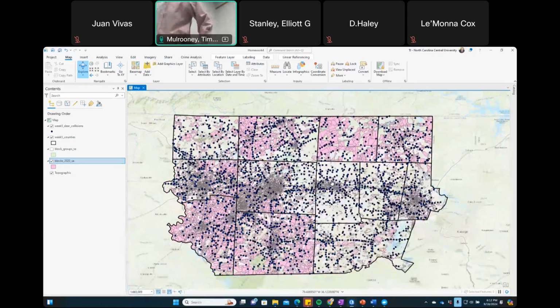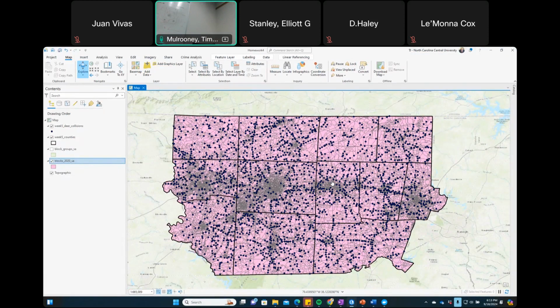When you open this up, make sure you unzip it. That's important. We still have some people that aren't unzipping it. We've got lots of file points, lines, polygons, APX files, all these other things. So when we unzip it, you'll see deer vehicle collisions, week 5 counties, block group, study area, blocks. So these are the actual blocks which compose the data.